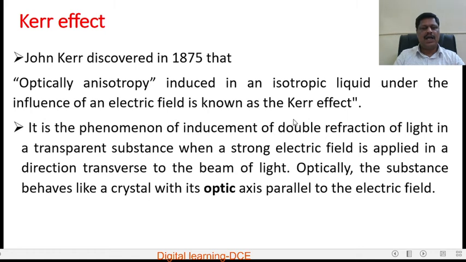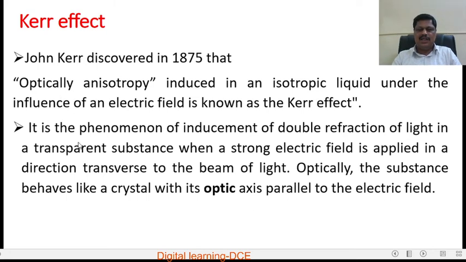What is optical anisotropy? Optical anisotropy is the property of a material which allows it to assume different propagation in different directions, as opposed to isotropy. It is the phenomenon of inducement of double refraction of light in a transparent substance when a strong electric field is applied in a direction transverse to the beam of light. Optically, the substance behaves like a crystal with its optic axis parallel to the electric field.